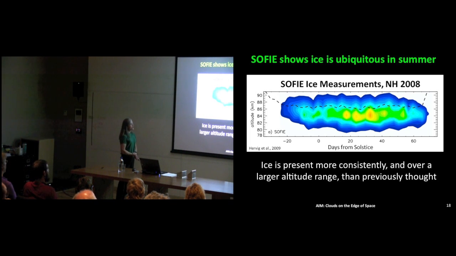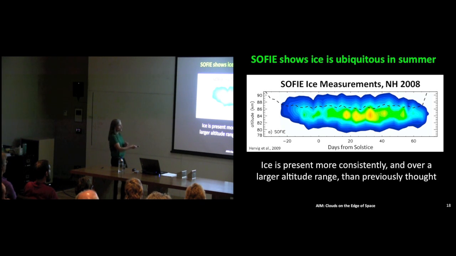Okay, another thing that SOFIE showed, which was quite a surprise, was that ice is so ubiquitous in the summer. SOFIE is a very, very sensitive instrument, probably the most sensitive instrument that is currently making observations in the mesosphere right now, and that has ever made observations in the mesosphere. And what this shows is a plot of the brightness of the ice, basically the amount of ice in the mesosphere, so ice being what's forming the clouds, so you can think of this as the number of PMCs, as a function of time during one season.